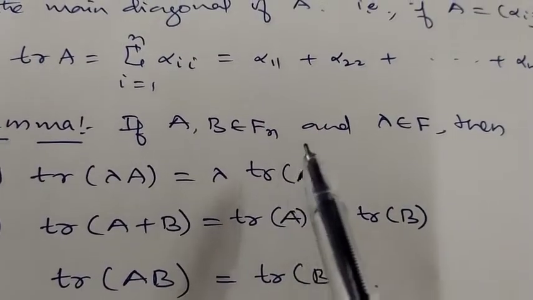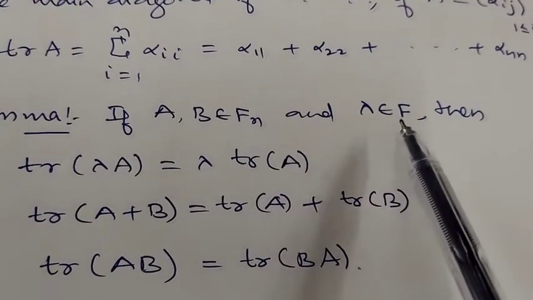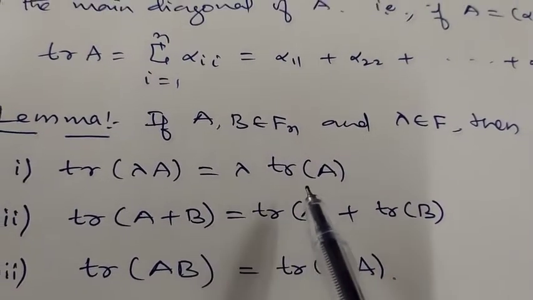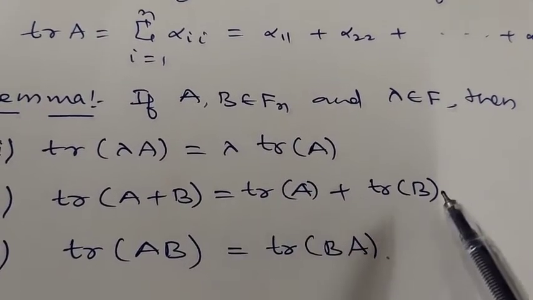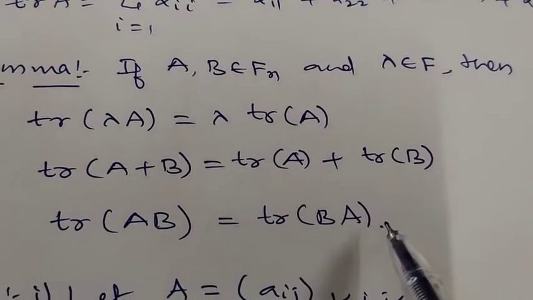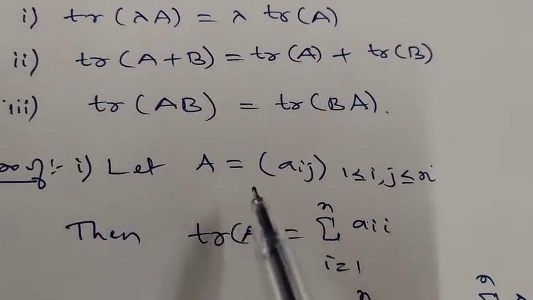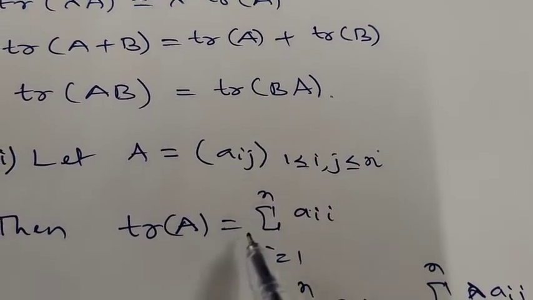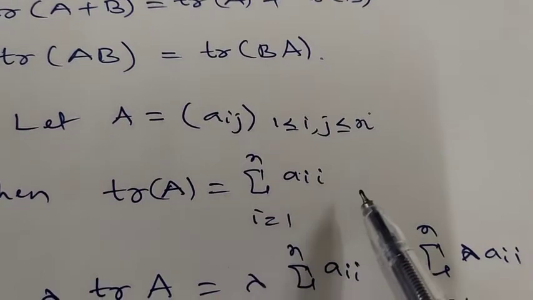The lemma says: if A and B are any two n cross n matrices over a field F and lambda belongs to F, then trace of lambda A is the same as lambda into trace of A, trace of A plus B is the same as trace of A plus trace of B, and trace of AB is the same as trace of BA. Here TR denotes the trace. Now for the first one, let A be the matrix with entries Aij. Then the trace of A is the summation i equal to 1 to n of Aii.